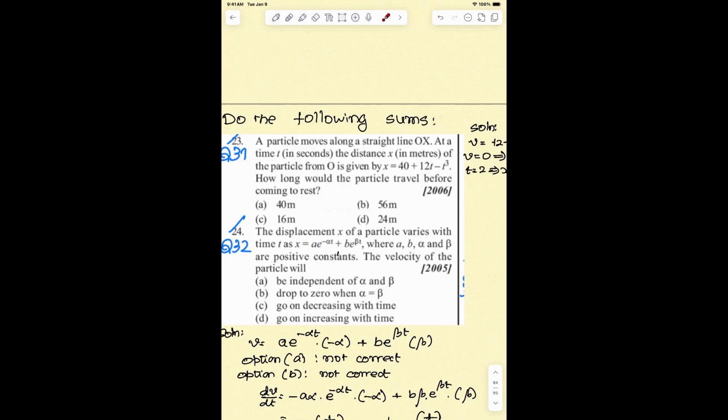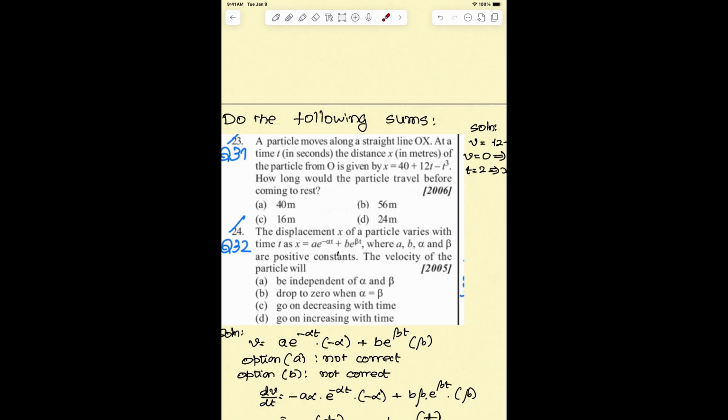Now, read the next question. A particle moves along the straight line OX. At a time t in seconds, the distance in meters is given by this expression, the displacement. How long would the particle travel before coming to rest? Therefore, it now becomes very simple.